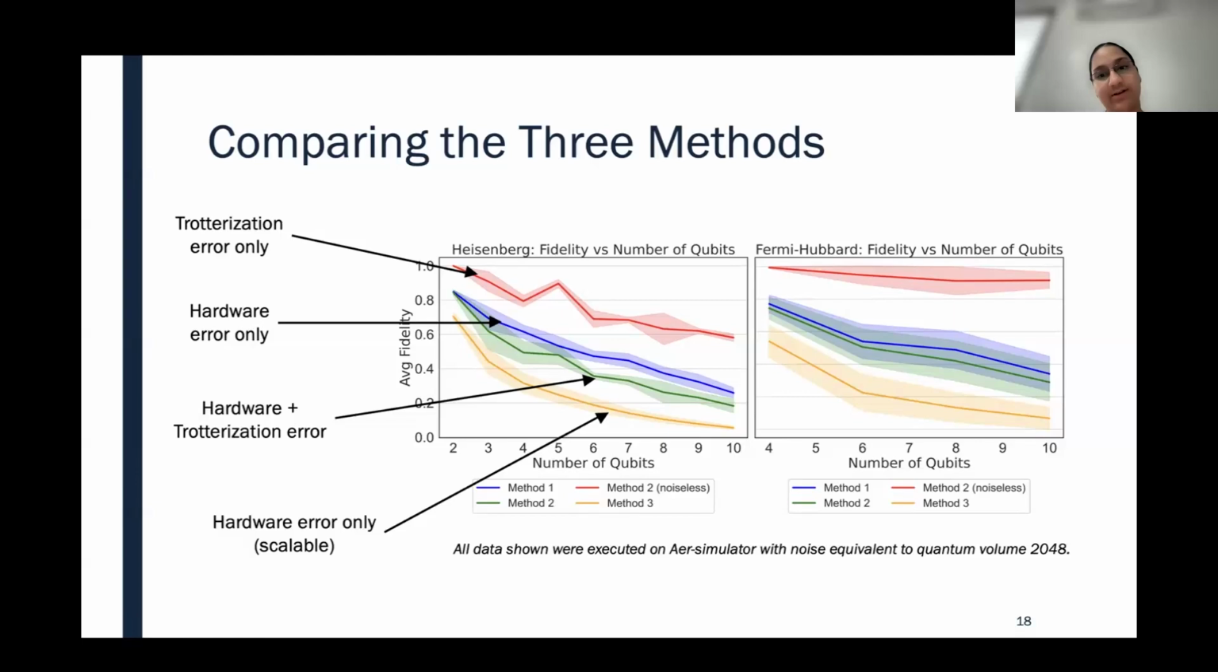All data shown were executed on the Aer simulator with noise equivalent to quantum volume 2048. Now, if you look at these plots, you would notice that there's a line for each of these methods, and there's this colored halo around those lines. Now, for every Hamiltonian model, there are many parameters that we can vary. I'm going to talk about the parameters in upcoming slides. But once I vary those parameters, the fidelity also changes. So this halo kind of shows that we are looping over all the parameters that are available for this particular case. Okay. And this is the structure that we are going to follow in the rest of the slides as well.